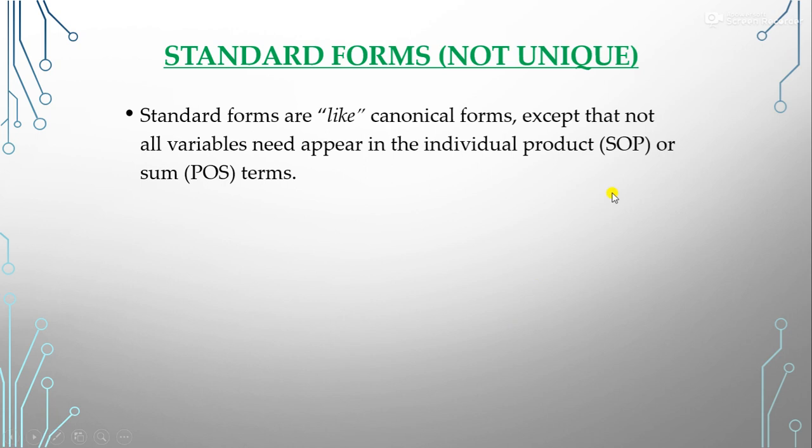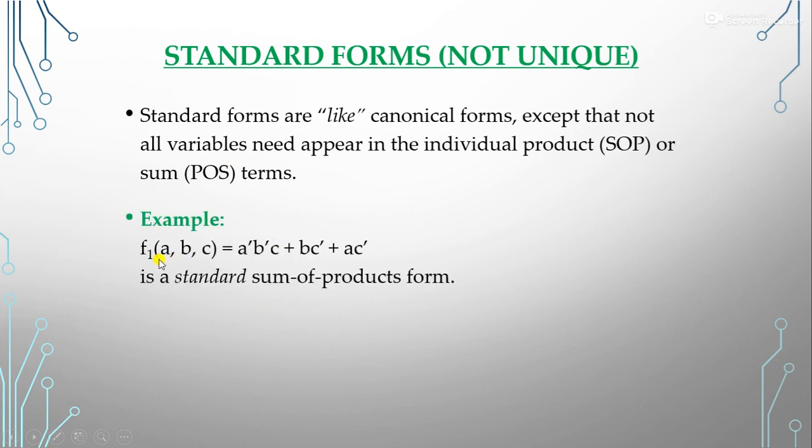Standard forms are like canonical forms, except that not all variables need appear in the individual product terms (SOP) or sum terms (POS). Here, some variables are not included in each term. For example, if we have function f1 with variables a, b, c, and we write a' b' c + b c' + a c', you can see that this is the sum of product form, right?